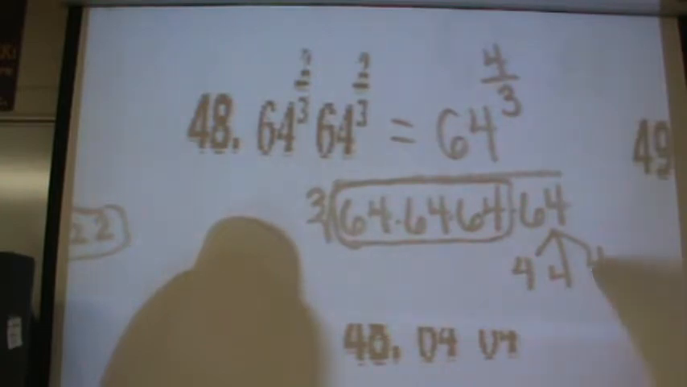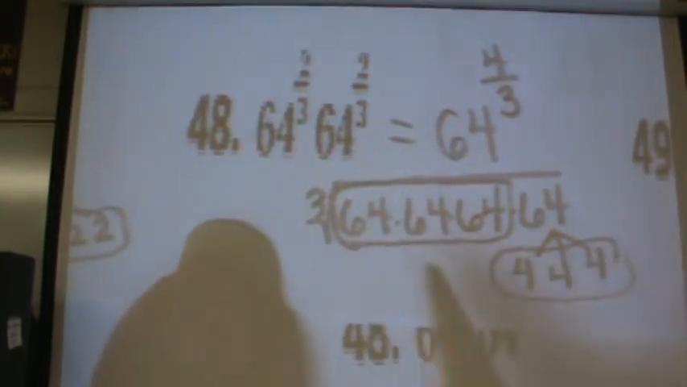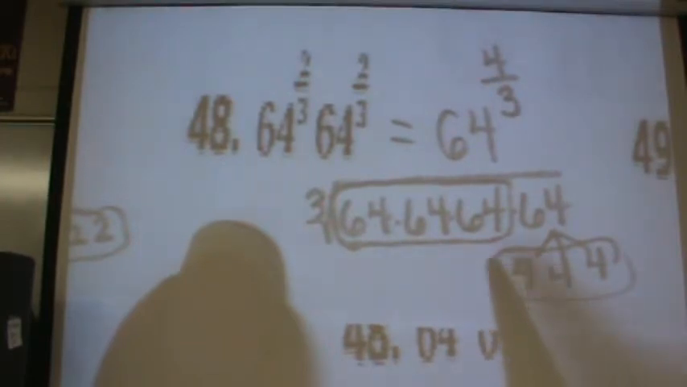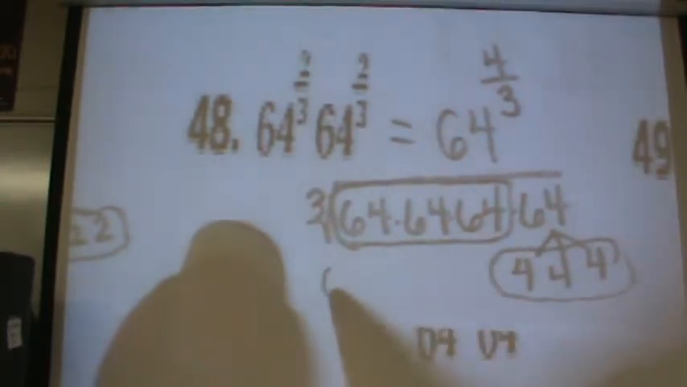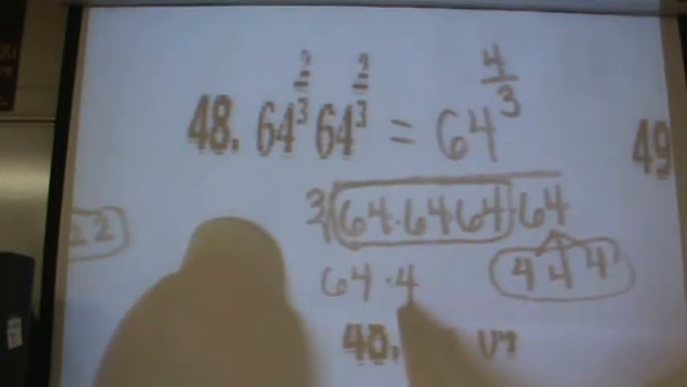So what's my answer, guys? 4 through 16. What's left? Is anything left? 64. What am I gonna take out? A 64 and what else? A 4. Does anyone know what 64 times 4 is? 256. That's the answer?